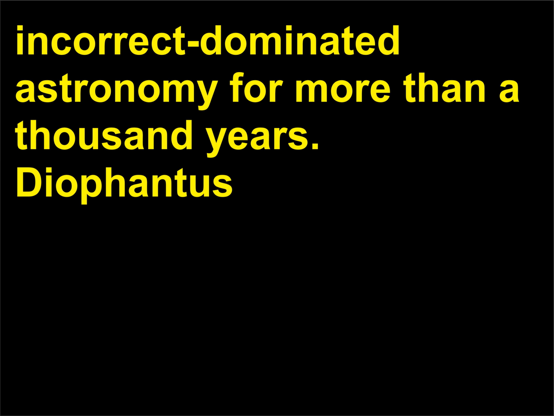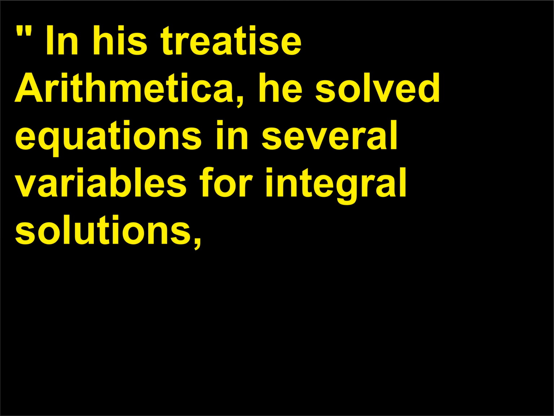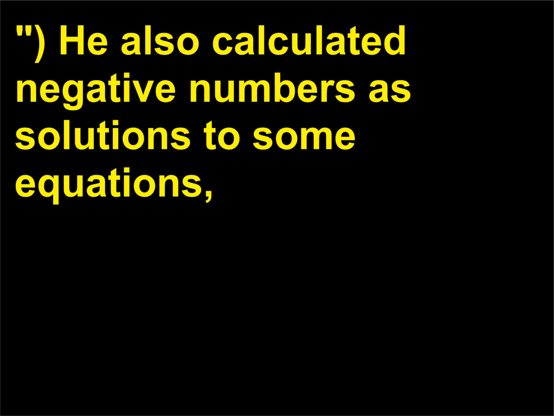Diophantus, c. 210 to c. 290, was considered by some scholars to be the father of algebra. In his treatise Arithmetica, he solved equations in several variables for integral solutions, or what we call Diophantine equations today. For more about these equations, see algebra. He also calculated negative numbers as solutions to some equations, but he considered such answers absurd.